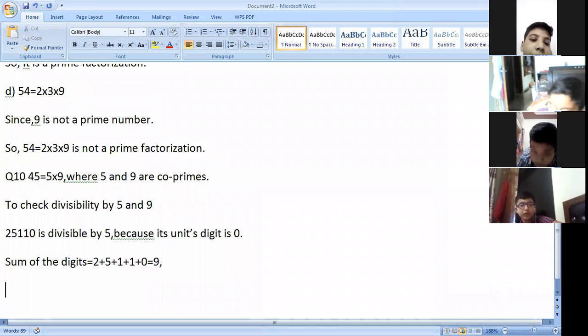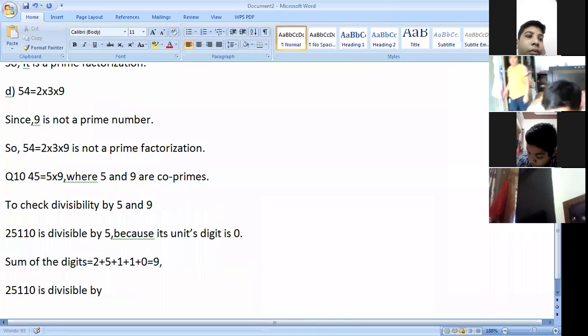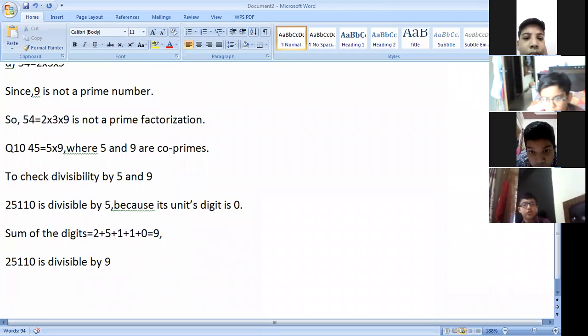Yes, ma'am. So we can say that 25110 is divisible by 9. This number is divisible by 9 also. See, if it is divisible by both 5 and 9, then it will be divisible by 45. And this has already been proved: it is divisible by 5 as well as 9. We can write this in the same way, like we do in the 6 case.